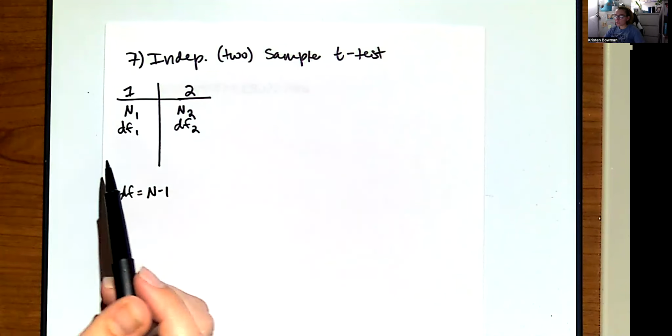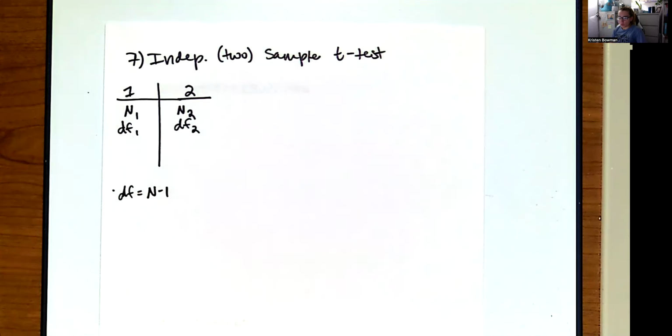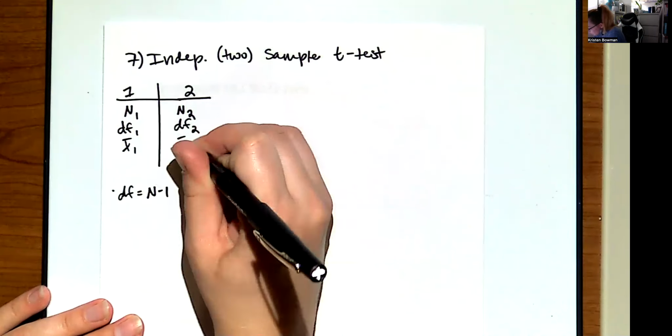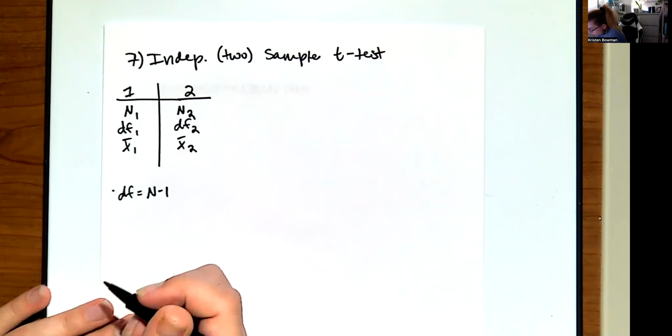Now, philosophically, if you want to understand why we remove 1 to have the degrees of freedom, I would encourage you to think more about that, read more about that. Ask me about that, that's fine. But that's really something that you'll get into at your master's level later on. For now, you just need to know that degrees of freedom is n minus 1. All right, we will also have x bar 1 and x bar 2, so our sample mean for group 1 and our sample mean for group 2.